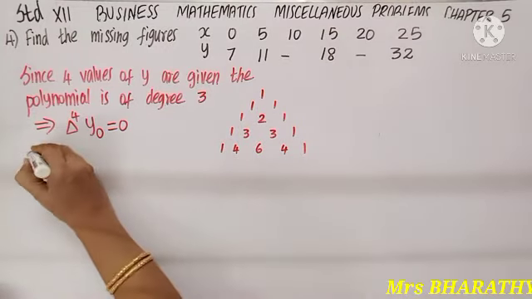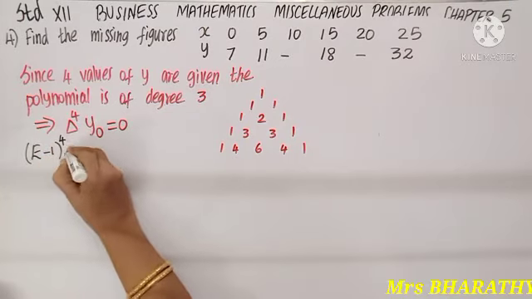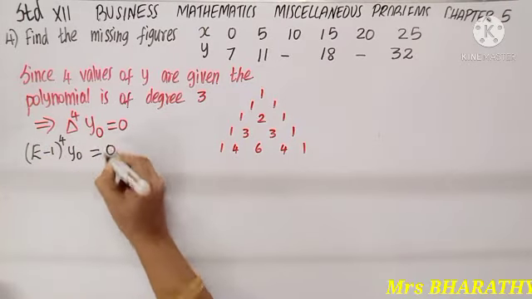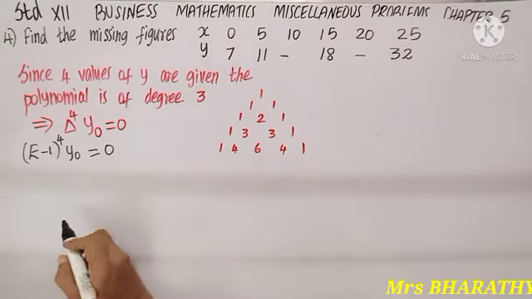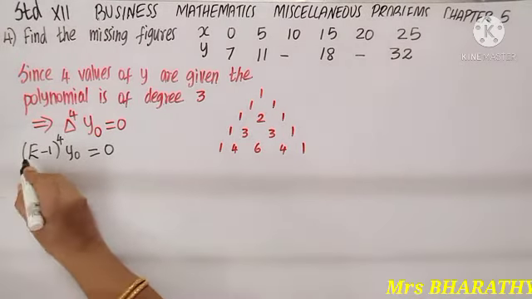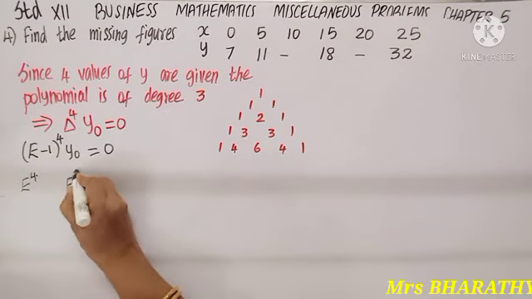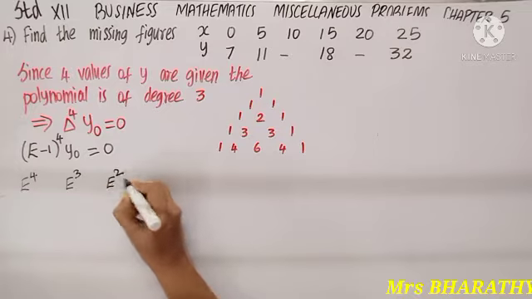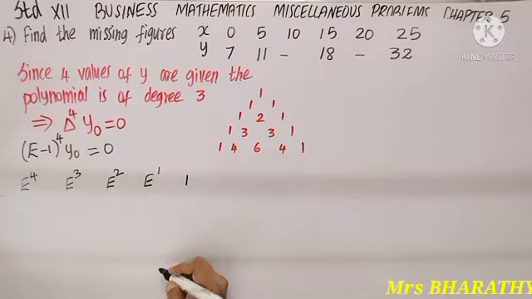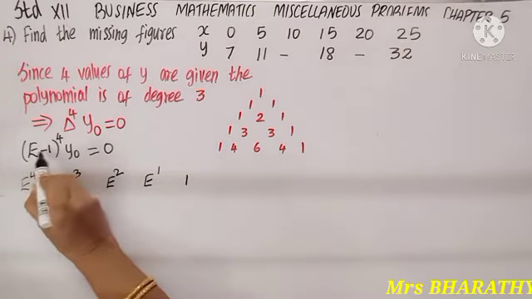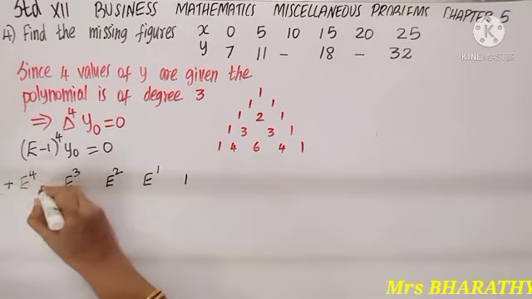Instead of del, we write E minus 1 the whole power 4 y naught equal to 0. How to expand E minus 1 power 4? We remember E power 4, E power 3, E power 2, E power 1 and finally 1. Minus symbol comes, so alternately positive, negative.